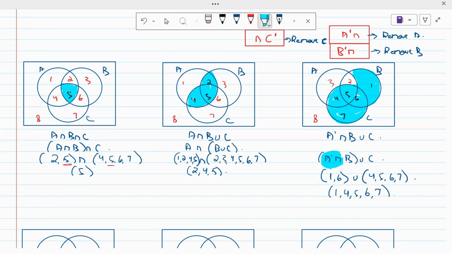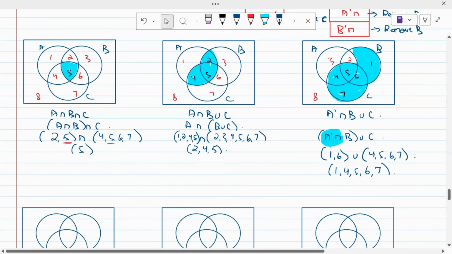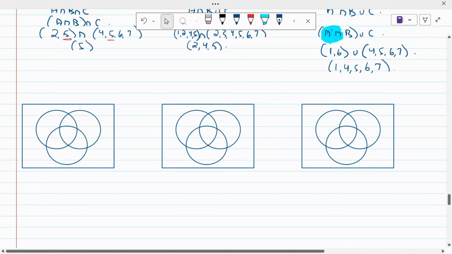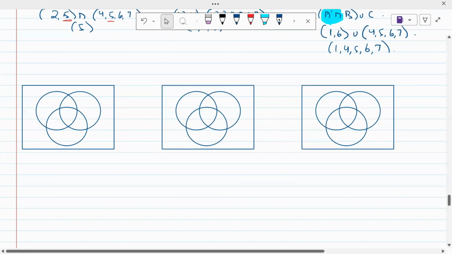Okay, so this is all about shading the three regions. Is this all clear? Or do you want me to do one more example? Guys, is this clear? Yes, sir. Or should I do one more example related to it? I'll do one more example.